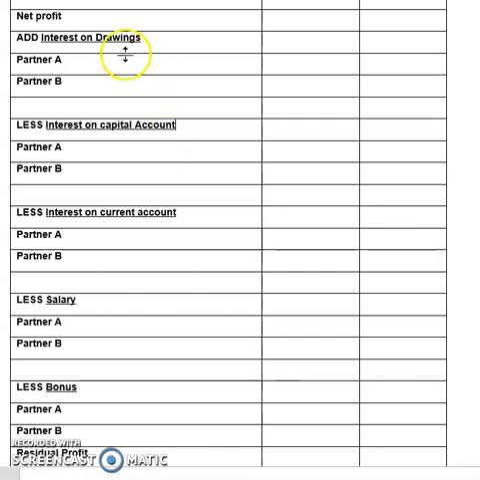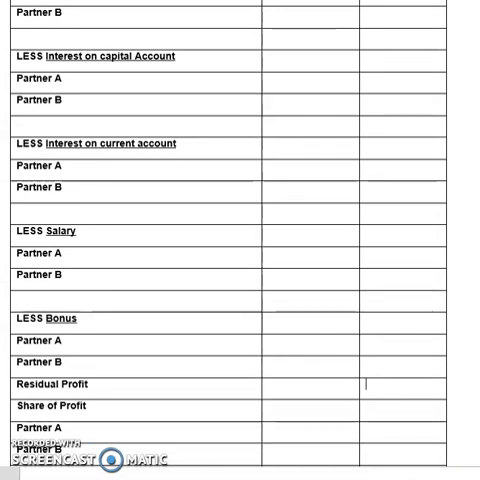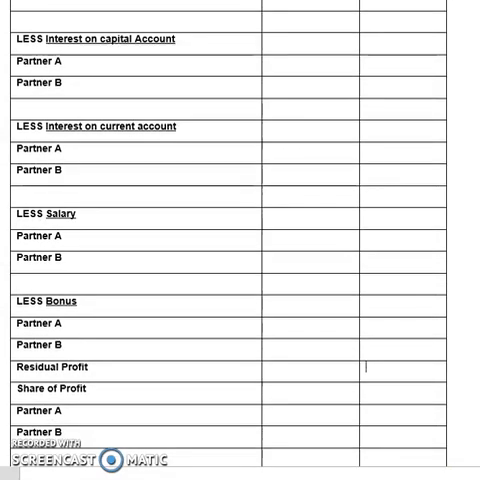After adding interest on drawings to net profit and subtracting whatever partners receive from the business, whatever profit is left will be shared between the partners according to the profit sharing ratio. All the residual profit has to be shared between the partners and there should be nothing left at the end.